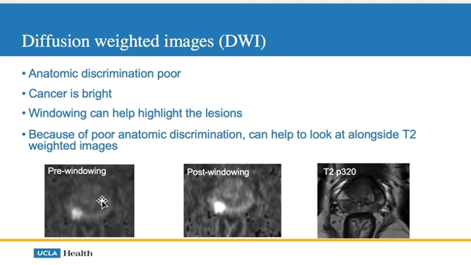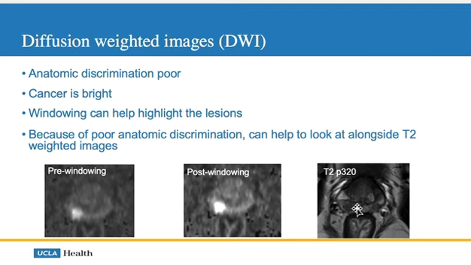You can sort of barely see the outline of the prostate gland here, and you certainly can't see this. It's hard to see the different zonal anatomy. Cancer is bright, which is also known as hyperintense. Windowing can help highlight the lesions. And because of the poor anatomic discrimination, a lot of times it's helpful to look alongside your T2 weighted images.